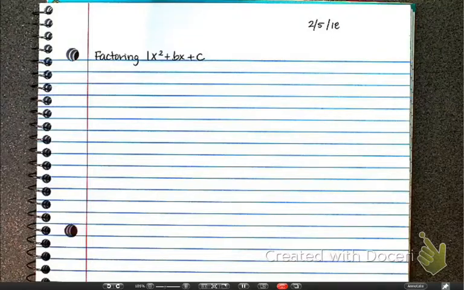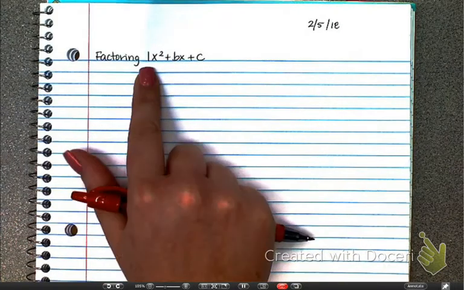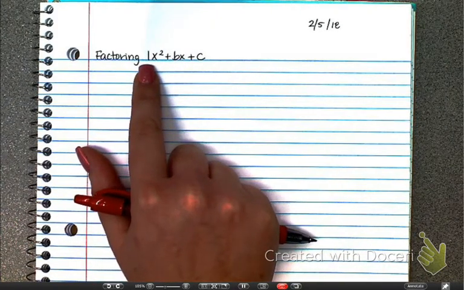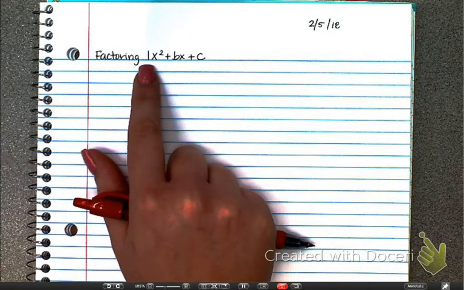So today we're going to start factoring, and we're going to look at basic polynomials where our leading coefficient, which is the number out front, is a 1. Okay, if it's not a 1, we have to make it a 1, and that's where GCF would come into play, which we learned last week.